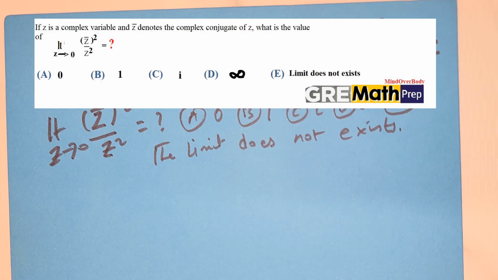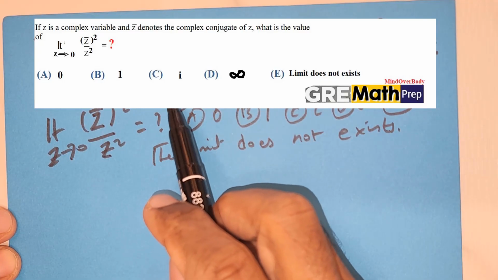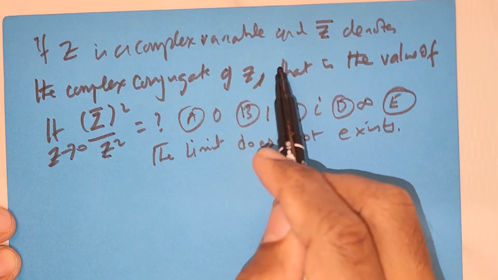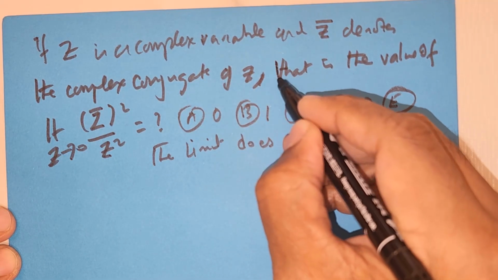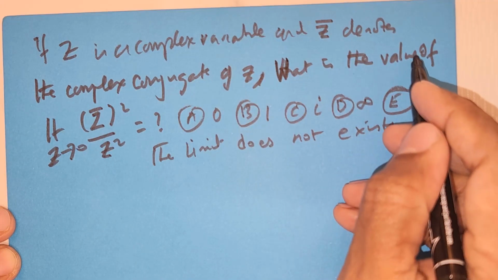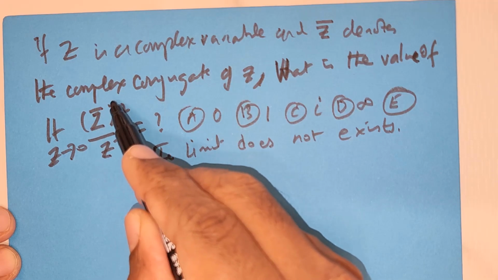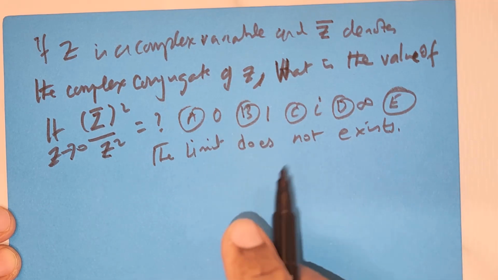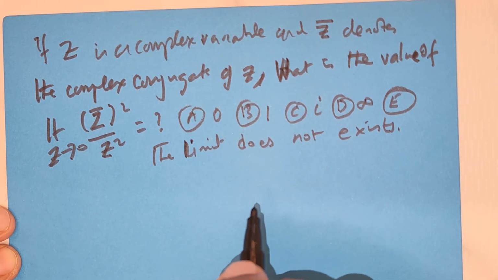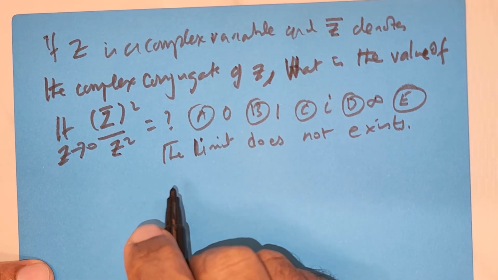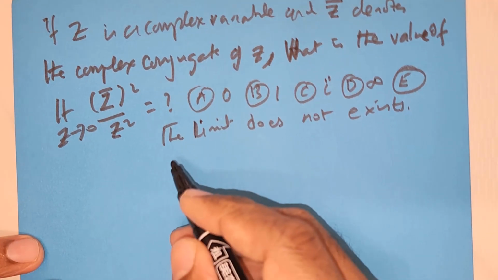Okay, so this is the next question. If z is a complex variable and z bar is the complex conjugate of z, they are asking us what is the value of the limit as z tends to 0 of z bar raised to the power of 2 divided by z squared. We have a list of values, so we need to choose which is the best fit: 0, 1, i, infinity, and limit does not exist.